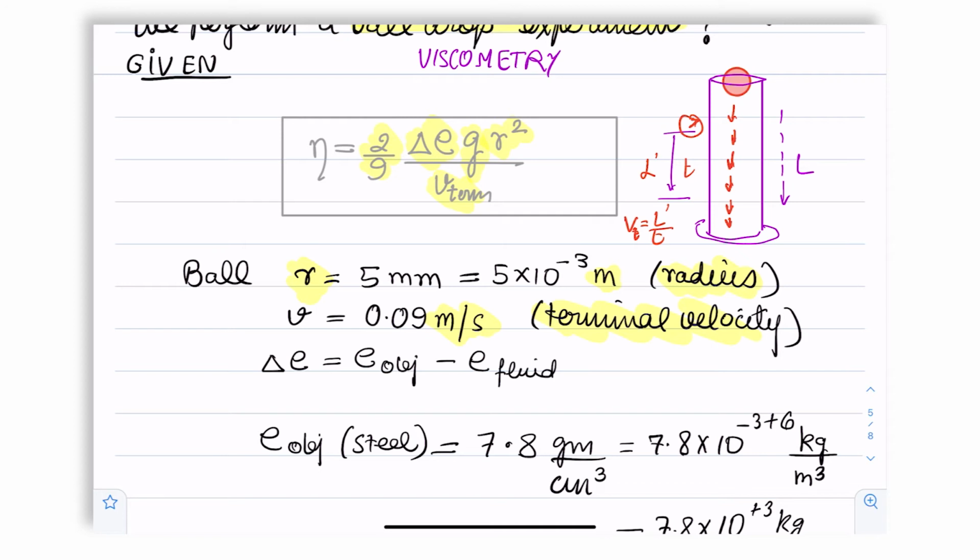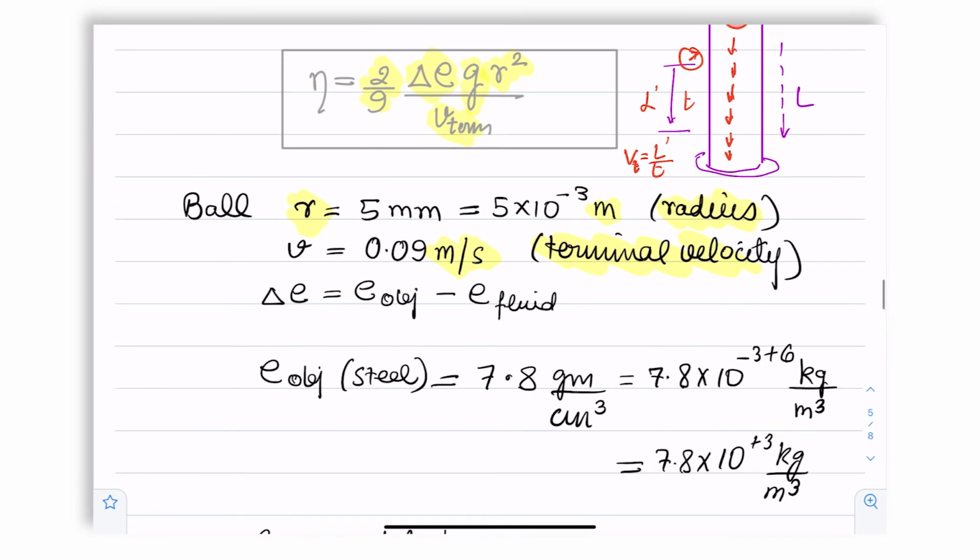So let's calculate this. What is the density of steel? It's a steel ball, like ball bearings. This is 7.8 grams per centimeter cube. You can find this on many engineering and physics textbook constant pages. Converting that to kg per meter cube gives us 7.8 into 10 to the power plus 3. That is 7,800 kg per meter cube.